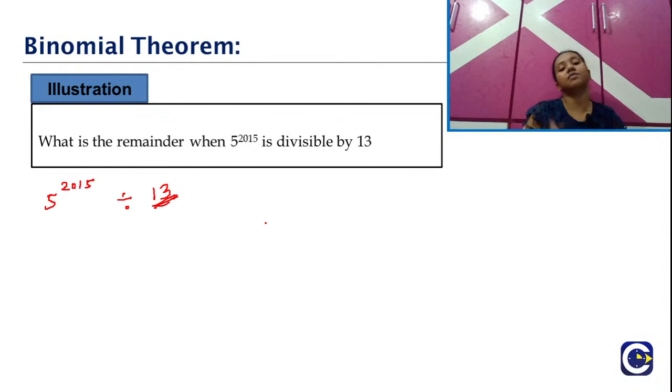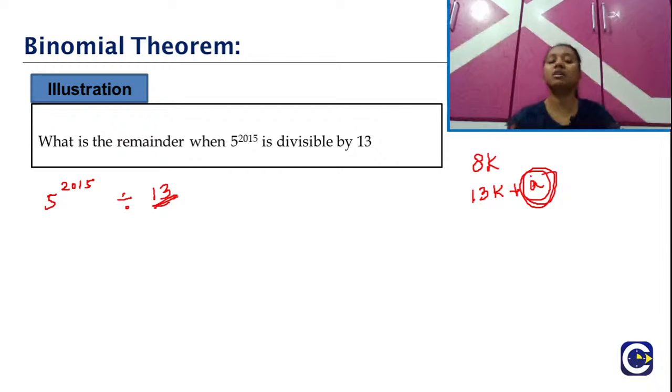Initially, when it was divisible, we reduced it in the format of 8k or something like that. But now we have to find the remainder, which means it will be in the format of 13k plus some a, where a is the remainder. Same thing as we have done: try to figure it out in such a way that one of the terms will become 1. I'll give you 2 to 3 minutes. Give it a try and let me know if you were able to crack it or not.